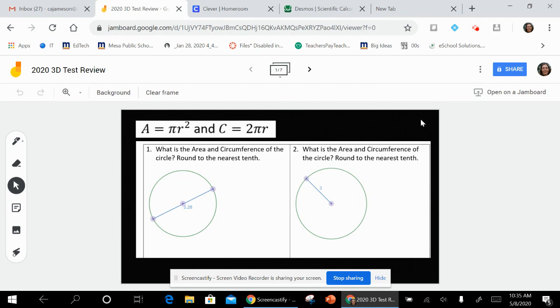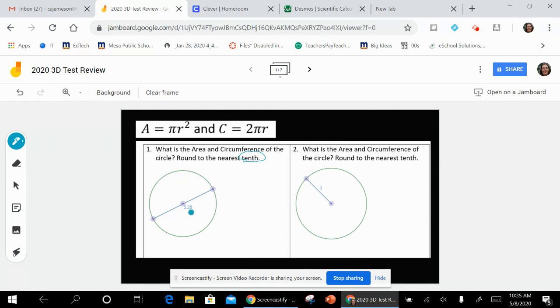I'm going to go over the 2020 3D test review, so that is what we are going to work on. I've got this already. Okay, so area and circumference of the circle, everybody. You're going to round it to the nearest tenth, which means you round it to the first decimal place.